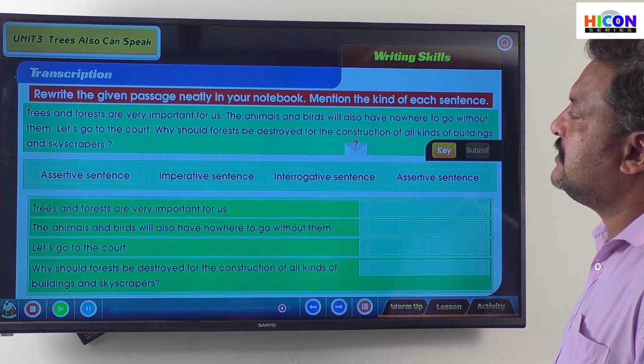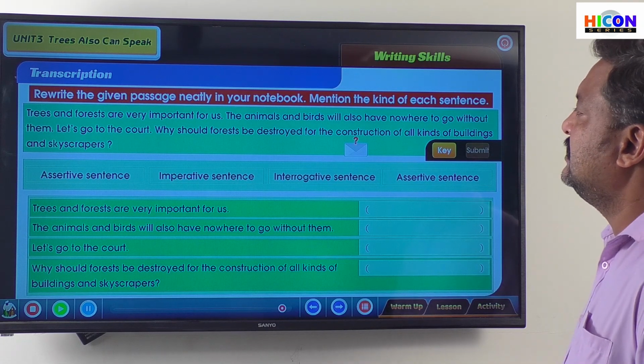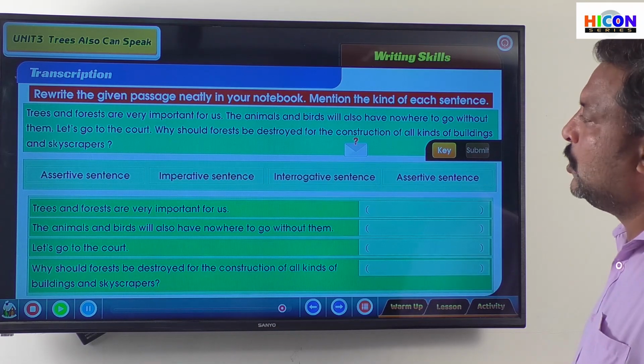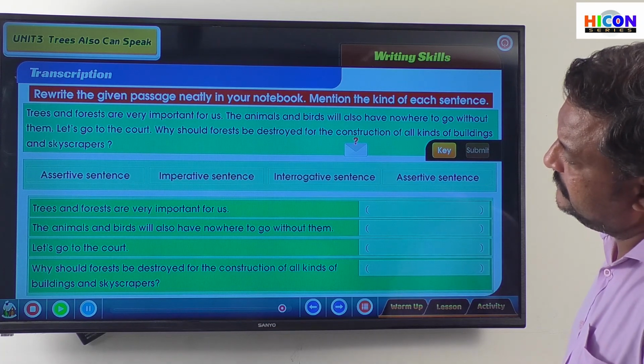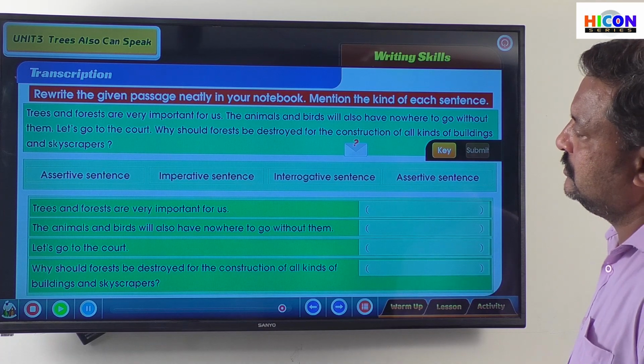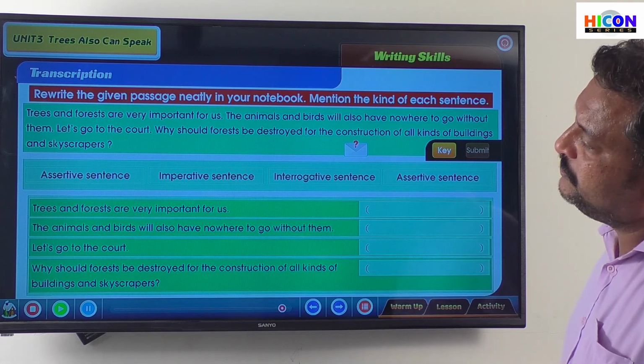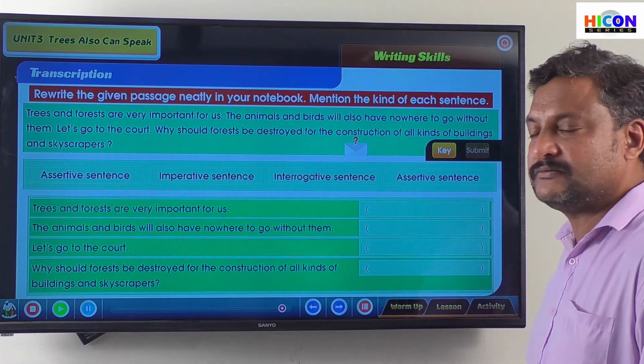Trees and the forest are very important for us. The animals and the birds will also have nowhere to go without them. Let's go to the quote. Why should forests be destroyed for the construction of all kinds of buildings and skyscrapers?